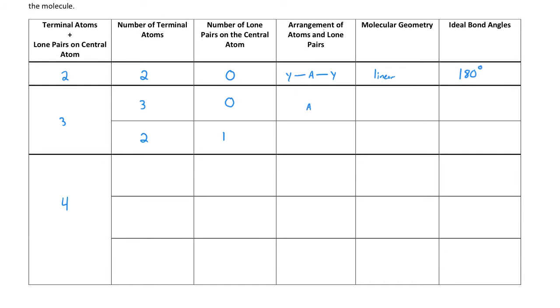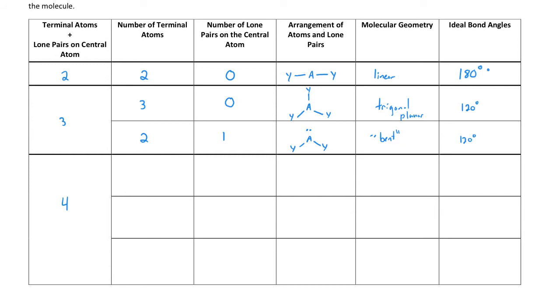So in the first case, where all 3 things around the central atom are atoms with no lone pairs on the central atom, it would look something like this, where we have A in the middle and then 3 Y atoms connected to A on the outside. This geometry is called trigonal planar, and because all of the atoms Y are going to maximize the space between them, the bond angles turn out to be 120 degrees. Now the second case is where we have 2 terminal atoms and then 1 lone pair on the central atom. So instead of having all terminal atoms, we have a lone pair here. This is called bent, and the bond angles are predicted to be 120 degrees.